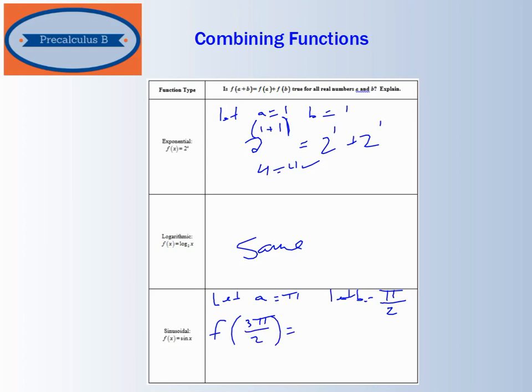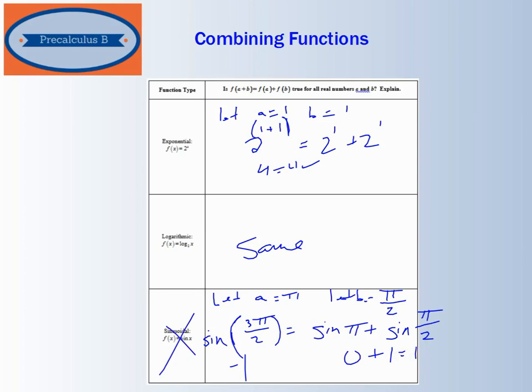and for the function here, this is sine. So instead of f, I should have written sine. So let me erase that. So does the sine of 3 pi over 2 equal the sine of pi plus the sine of pi over 2? Does that work out? Well, the sine of 3 pi over 2 is negative 1. The sine of pi is 0. The sine of pi over 2 is 1. So does negative 1 equal positive 1? It does not.